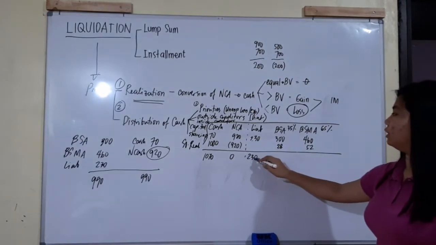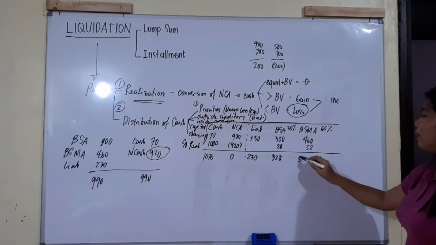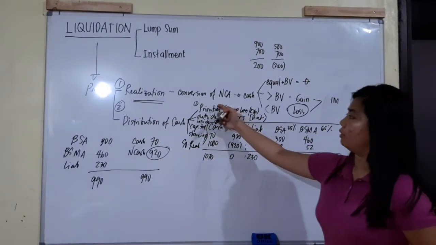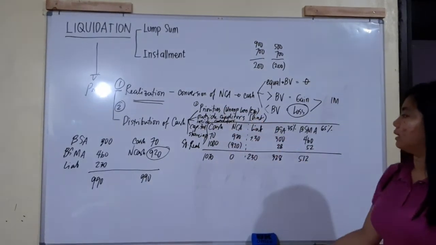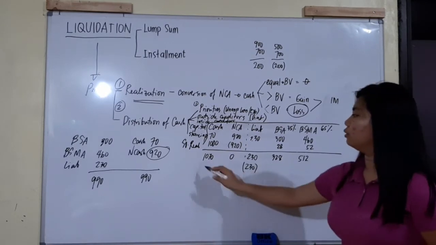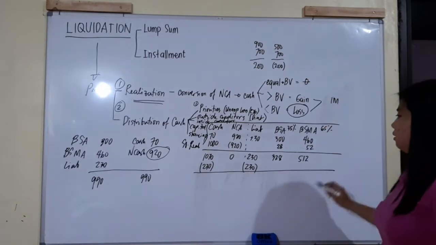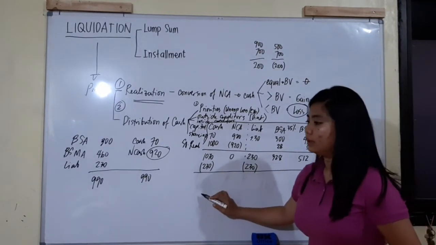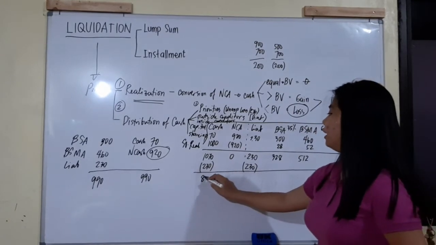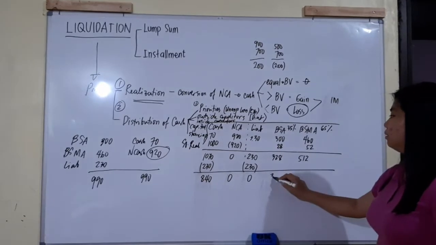You have 230, 328, and 512. Okay? Wala tayong priorities, pero meron tayong outside creditors. So, bayaran na natin si outside creditors. So, tanggalin na natin yung utang natin sa kanya. Tanggalin din natin sa cash. Okay? Therefore, from 1,070, it will now become, how much? 840. Zero is already zero.